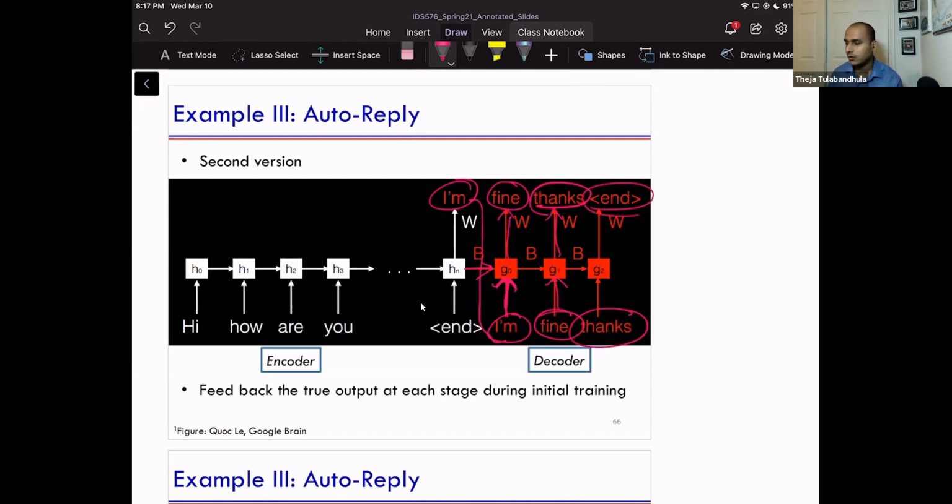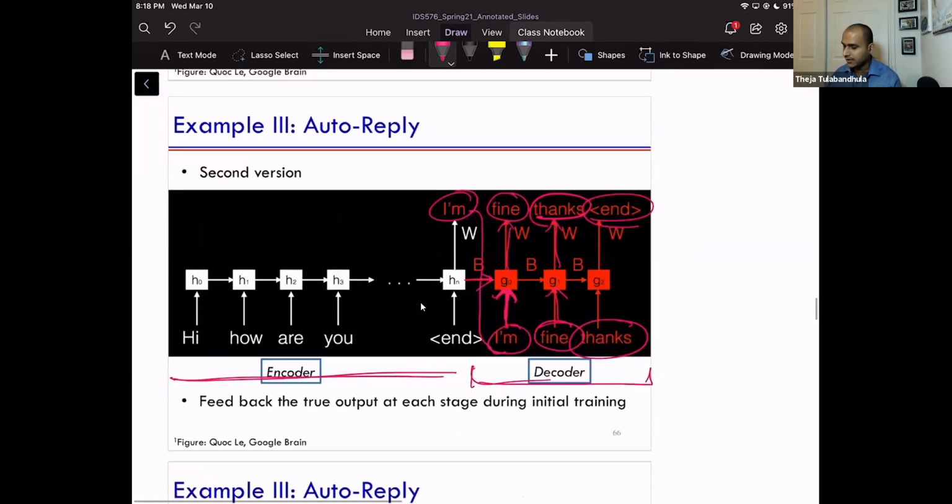Okay, so this part, the white blocks, are called the encoder stage. And the parts which have been marked in red, the red blocks, G0, G1, G2, are called the decoding phase. Okay, and this is called an encoder-decoder architecture. This is one example of going from a variable length input to a variable length output.